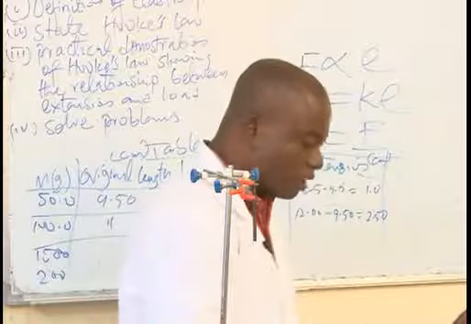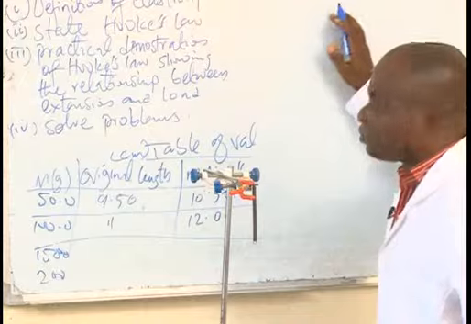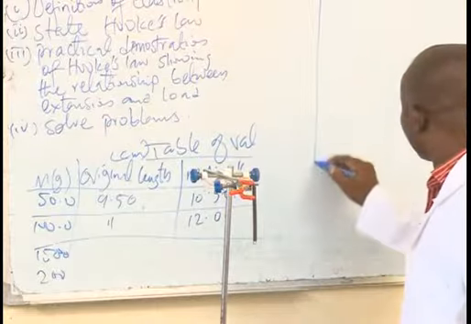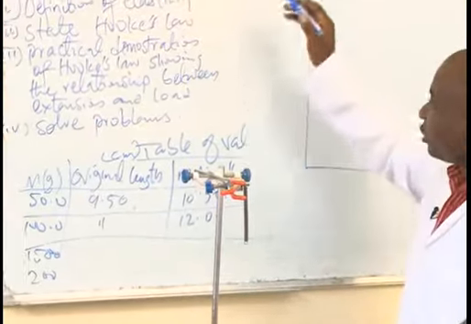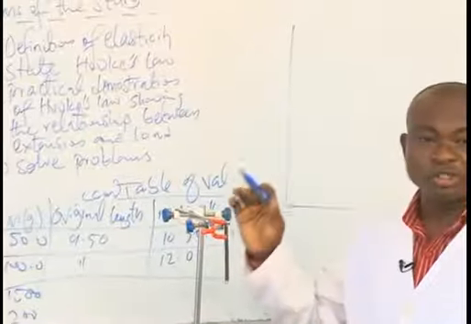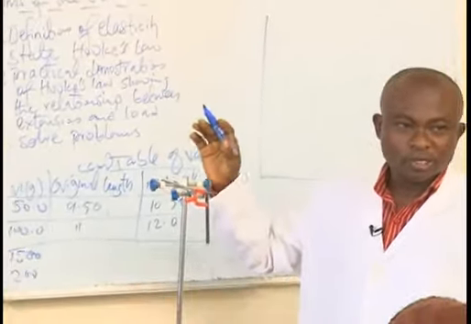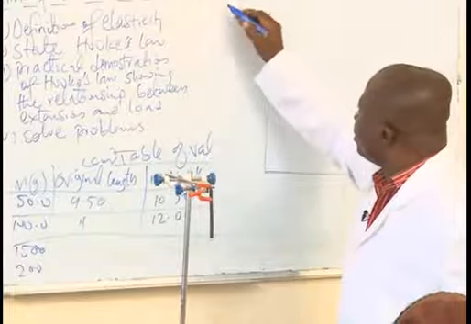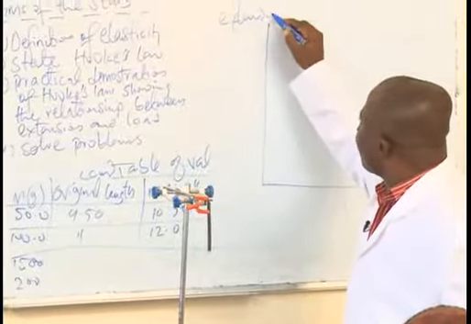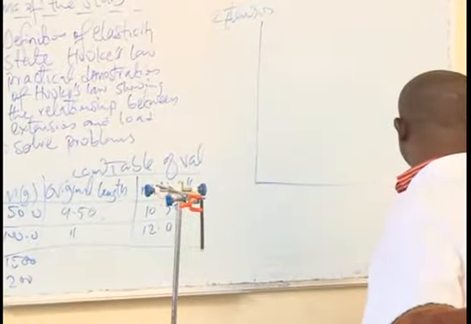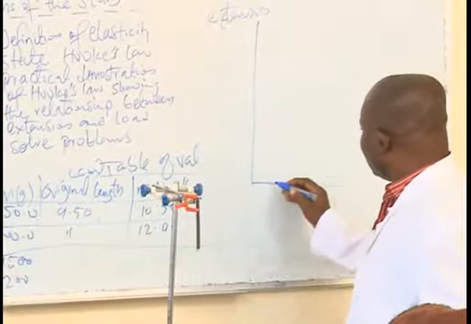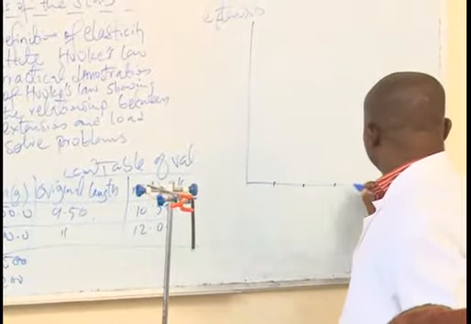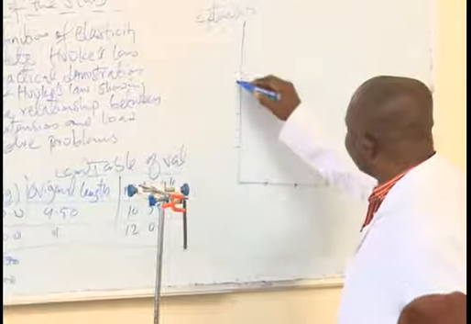And when plotting your graph, this is the nature of your graph. The nature of the graph is going to be a straight line graph. I told you right from the beginning that we are trying to establish the relationship between what? Extension and load. This is your extension. This is your what? Your load. Now you have to plot your graph.